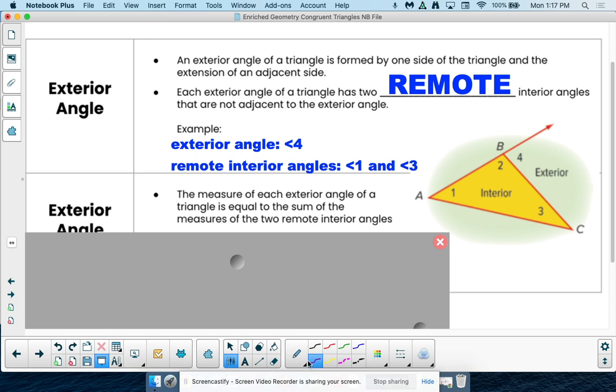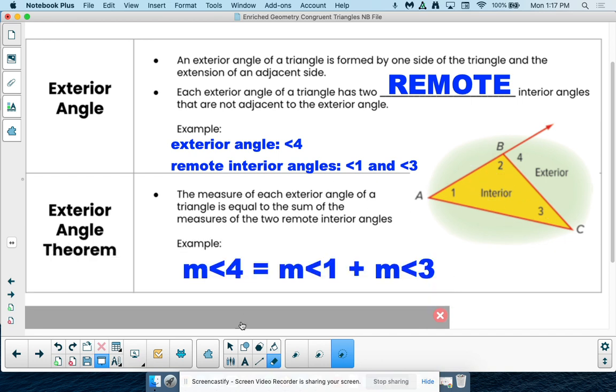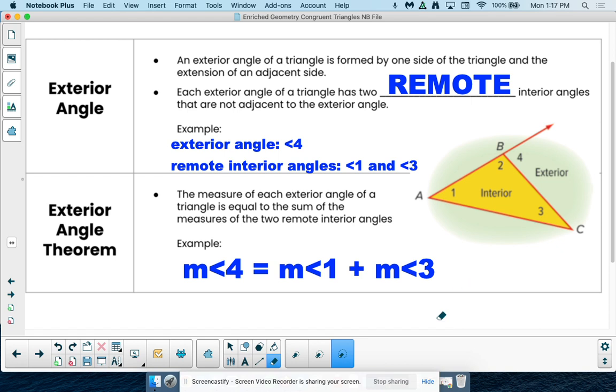So let's say I extended this side here, and I called that angle 5. What would my two remote interior angles be to it? 2 and 3. You guys kind of see? The remote interior angles are the two angles that don't touch that outside one. So we have a little shortcut on finding that exterior angle. If you're ever looking for that measure, you can take the sum of its two remote interior angles, and that will give you its measure. You don't need to know that. It's just kind of more like a fun fact. Maybe a little bit of a shortcut if you're ever looking for all the angles.